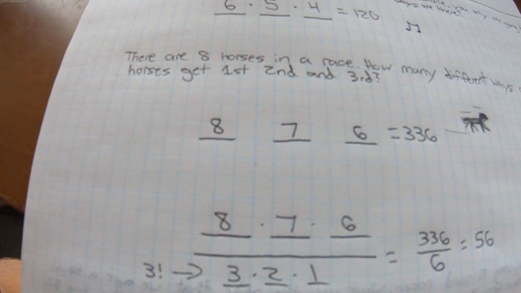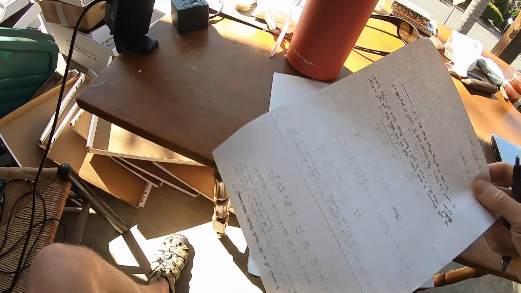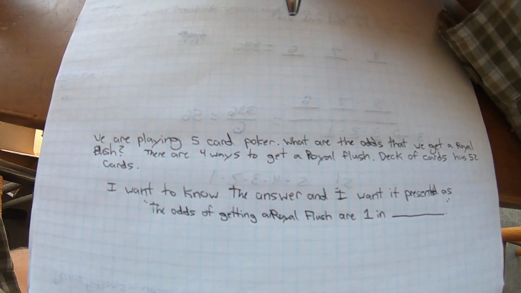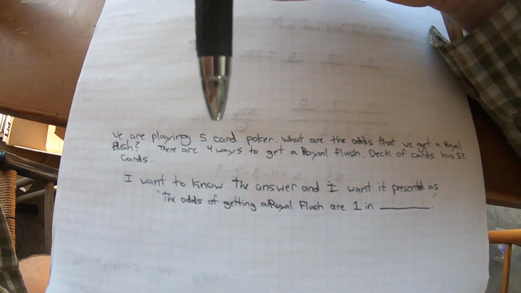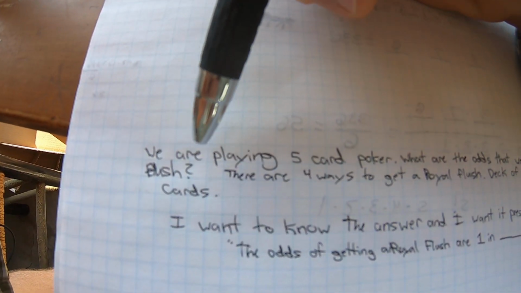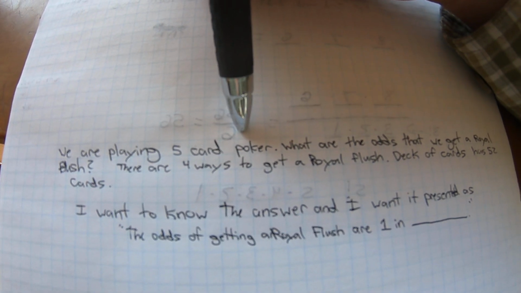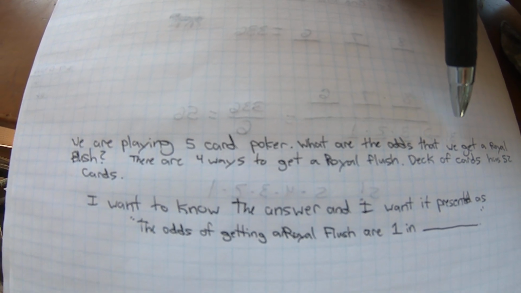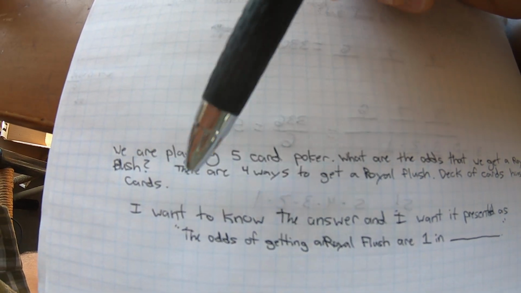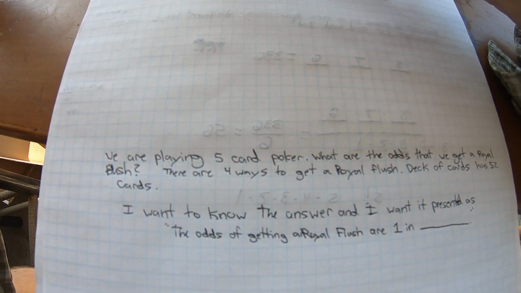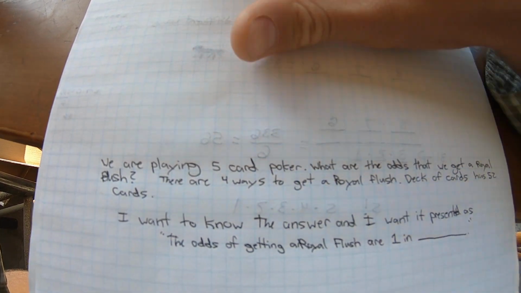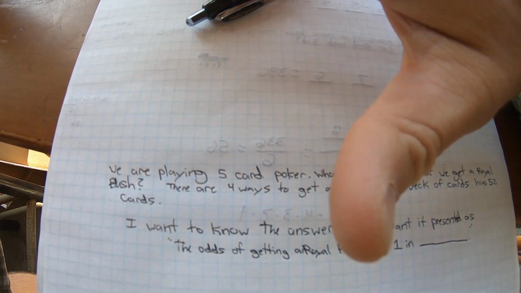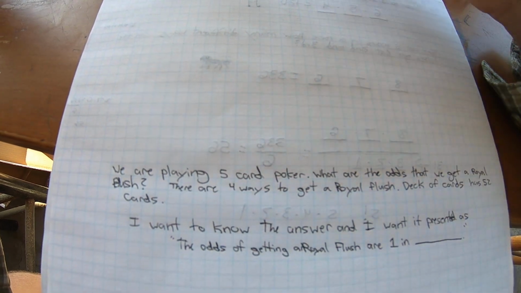All right. So here's a tricky one. This one is for you guys. I want you guys to comment your answers in the comments, okay? So we are playing 5-card poker, which means you get 5 cards. What are the odds that we get a royal flush? A royal flush is ace, king, queen, jack, and a 10 as well, all the same suit.